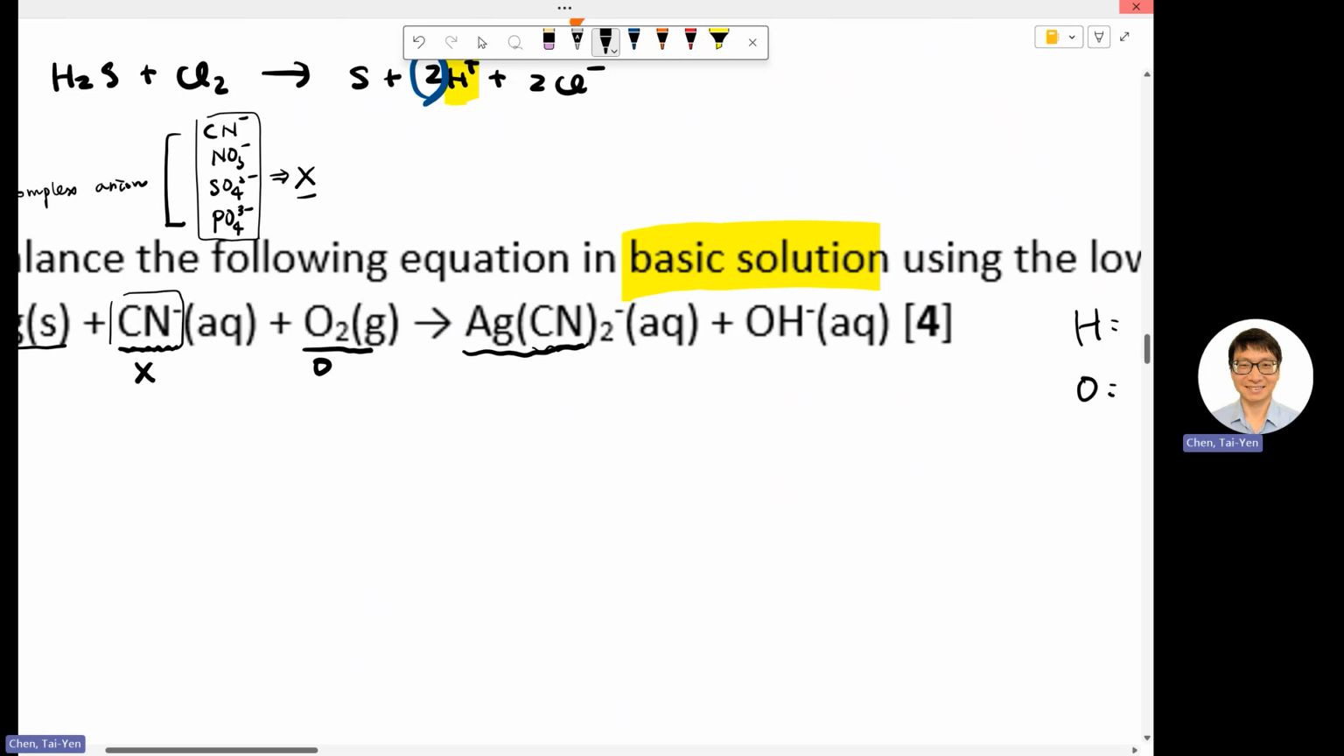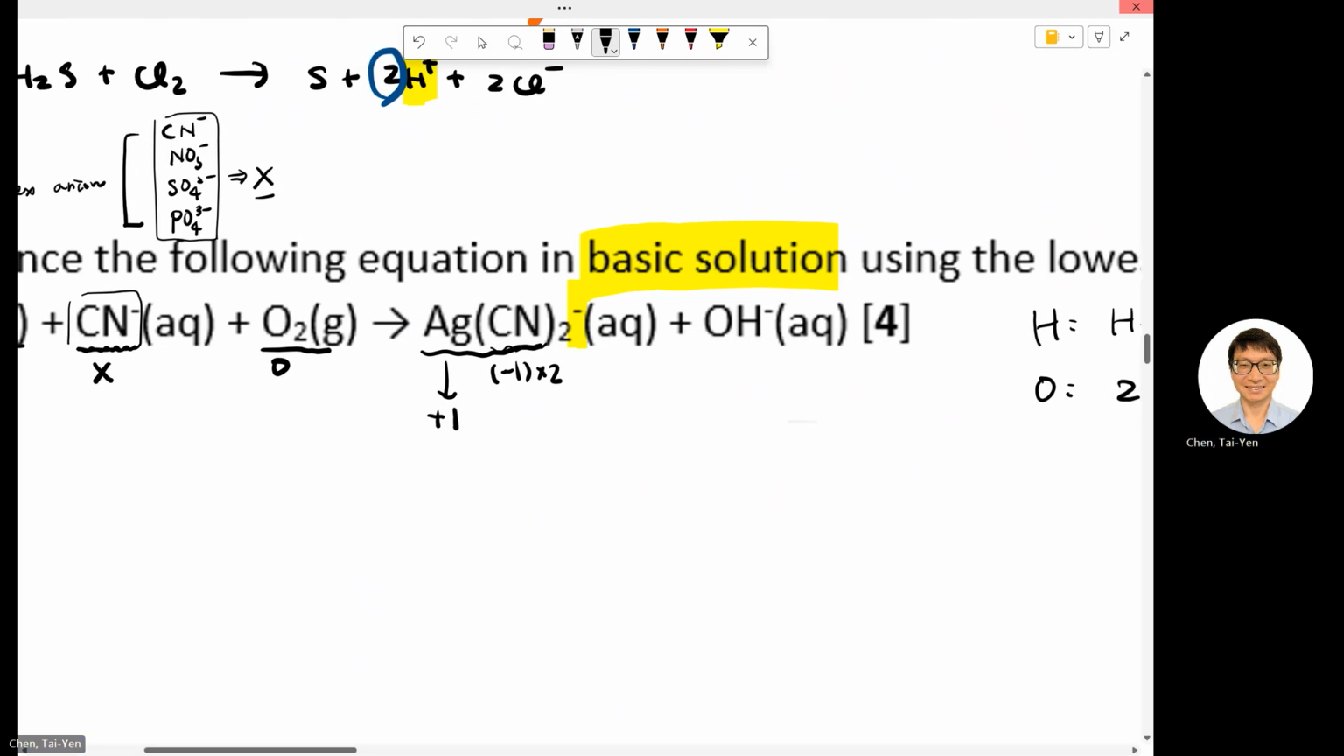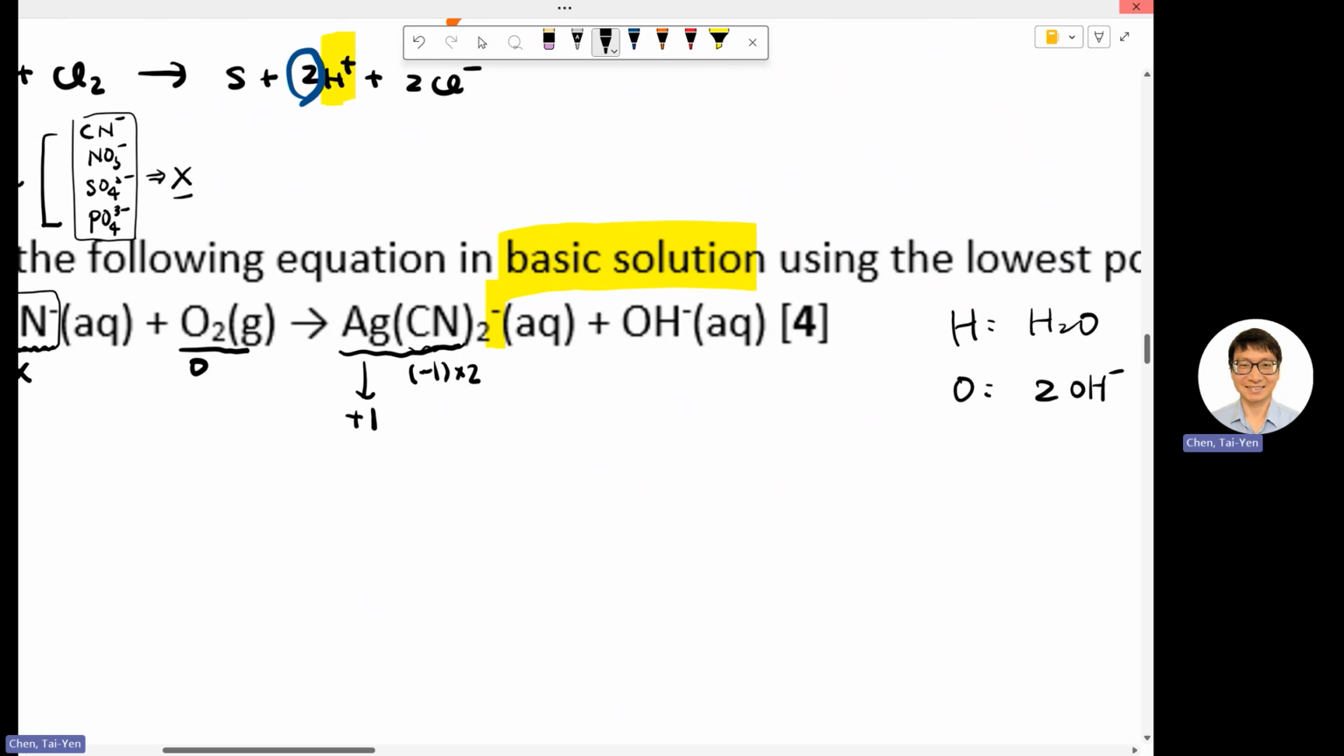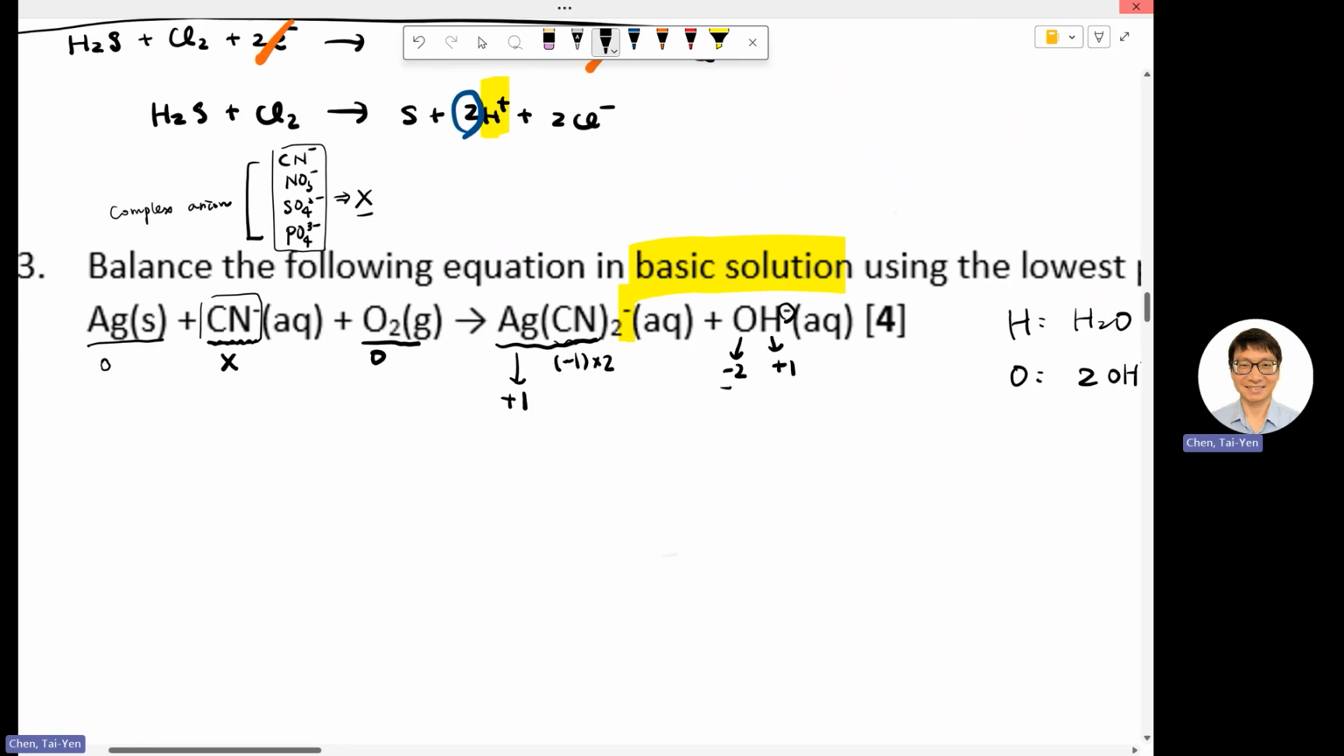So you have an Ag(CN)2 minus. Each CN we know carries -1 charge, and you have 2 of them, and the overall molecule carries -1. That means your Ag here will carry +1 charge. And then move on to here. We know your H is +1 and your O is -2. -2 with +1 is why you have a negative charge of -1.